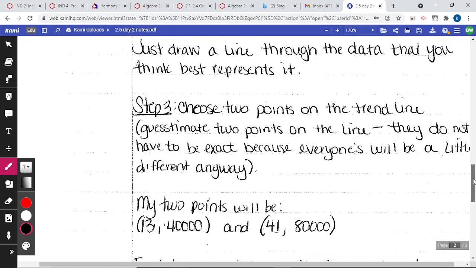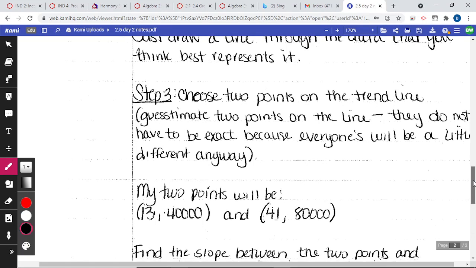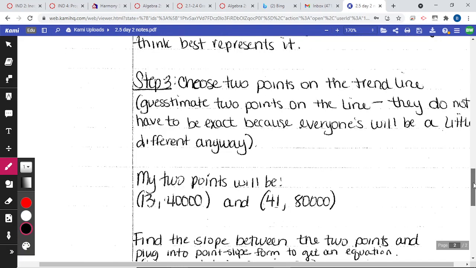Now you're going to choose 2 points on the trend line because we need the slope, right? We're going to use the point slope form to write the equation of this line. So we need the slope, and you've done this in some of the worksheets. Take 2 points on the line. They don't need to be exact. Everyone's will be a little different.